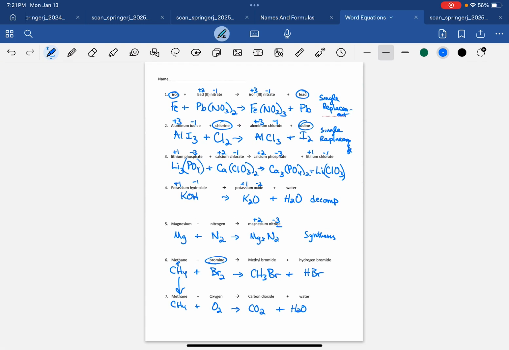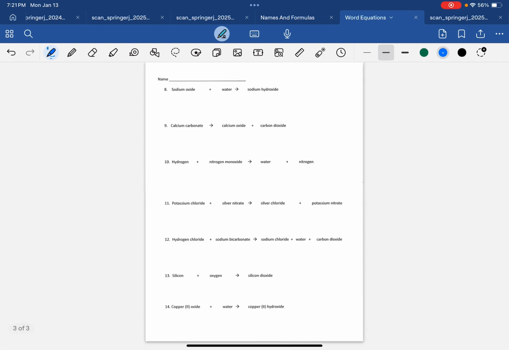So that takes care of this page. The back side of this has got 7 more problems, 7 more equations that need to be, not balanced, but written in the skeleton form. Why don't you go ahead and do those as assignment for the rest of the period?